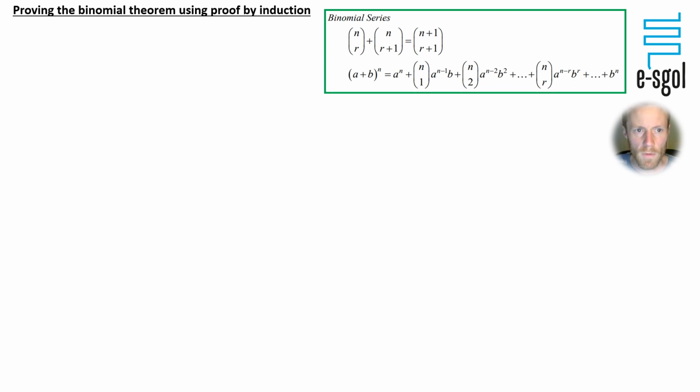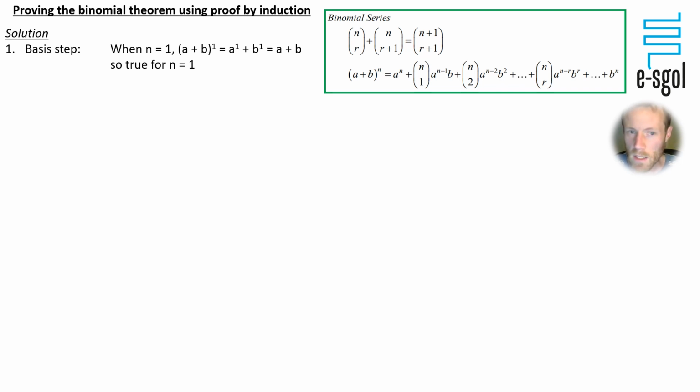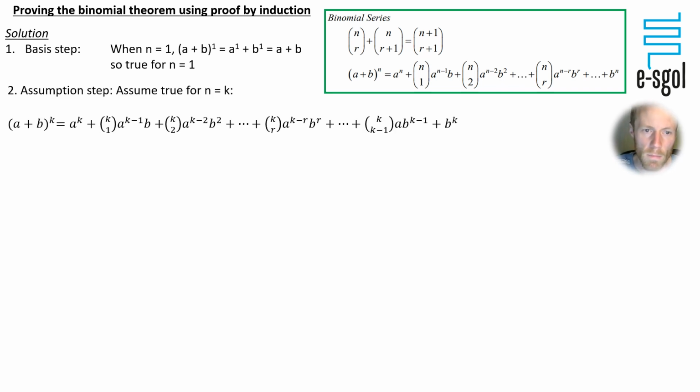Okay, so on to proving the binomial theorem. Like I said, I haven't found any exam questions on this. I'm not quite sure how they'd ask it, but we'd start our proof as with any proof by induction, when n is 1, and you'd say a plus b to the power of 1 will equal a plus b, so it's true for n equals 1. And then we'll put our assumption step in, so assume the formula works for n equals a value, such as 1 or 2 or 3, but k.